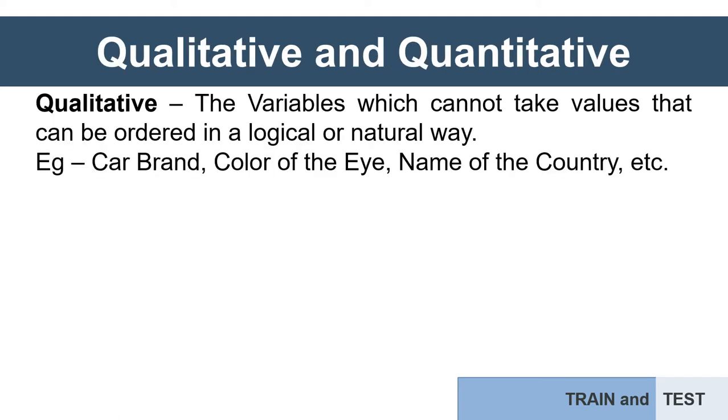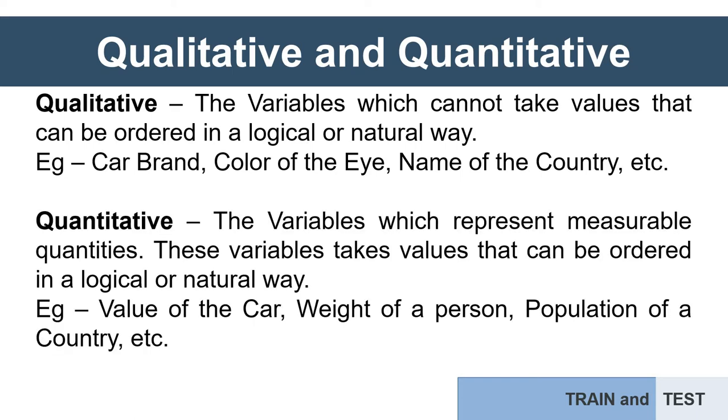The first classification would be the qualitative and quantitative. Qualitative variables are the ones which cannot take values that can be ordered in a logical or a natural way. These are random values like name of a country, car brand, color of the eye, etc. Whereas quantitative are the variables which can be quantified and represent measurable quantities. For example, value of a car, weight of a person, population of a country, etc. And these values can be ordered in a logical or a natural way.